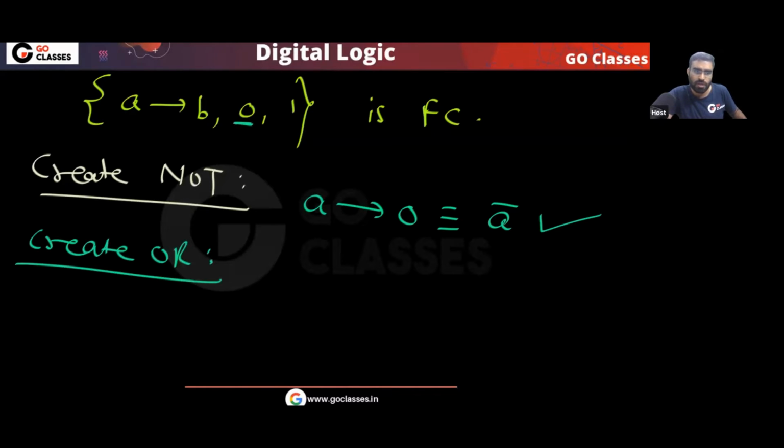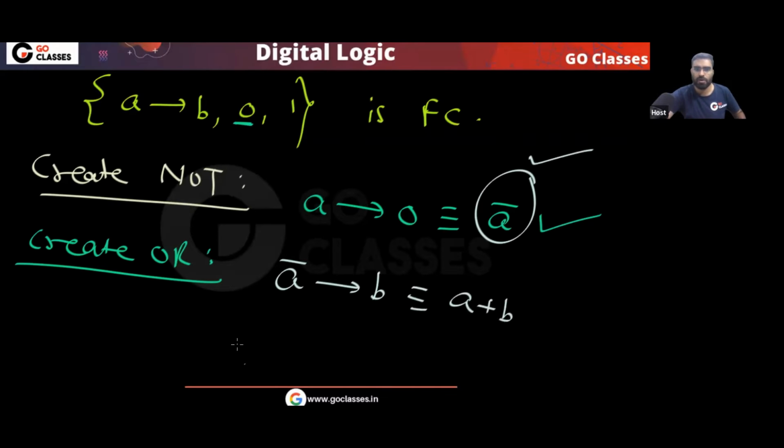Now tell me how to create OR. You already have NOT. So finally I can say you got A OR B. Yes or no? So this is functionally complete because you can create NOT, and you can also create OR. Is this clear?